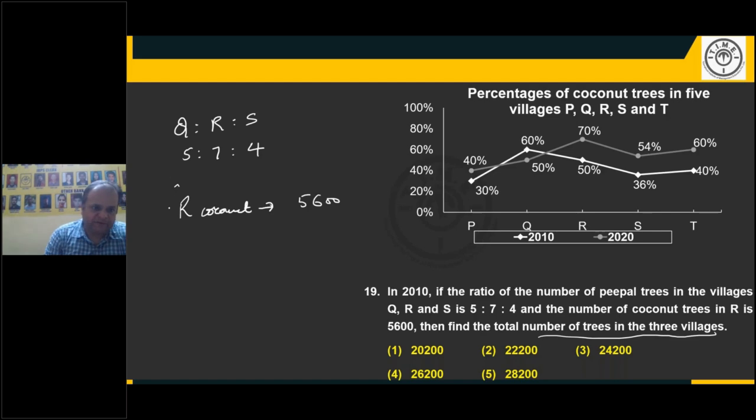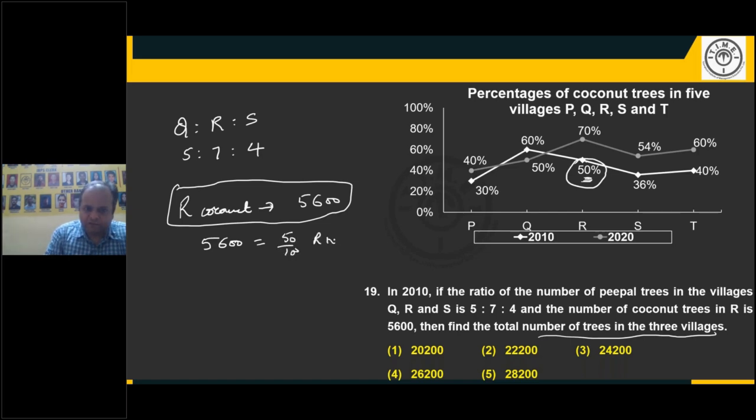See, I think the starting point should be R's coconut trees, which is 5600. And we are talking about 2010, so can we say this 5600 should be equal to the value of R in 2010? That is for coconut trees, 50%. So this is 50% of R total in 2010. So R's total comes out to be 11,200. That we know.